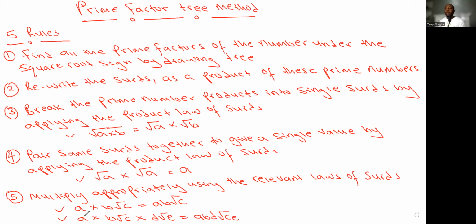Do you remember? I told you that you multiply all the rational numbers together, so A times B times D gives you ABD. Then you multiply all the surds together, C times E to give you CE. Another one we talked about: B root C multiplied by root D will give us what? B root CD. So these are the 5 laws, or 5 steps, or 5 rules on how to use the prime factor tree method. First, you find all the prime factors of the number under the square root sign. After that, you rewrite it, and we'll go through all of this together.